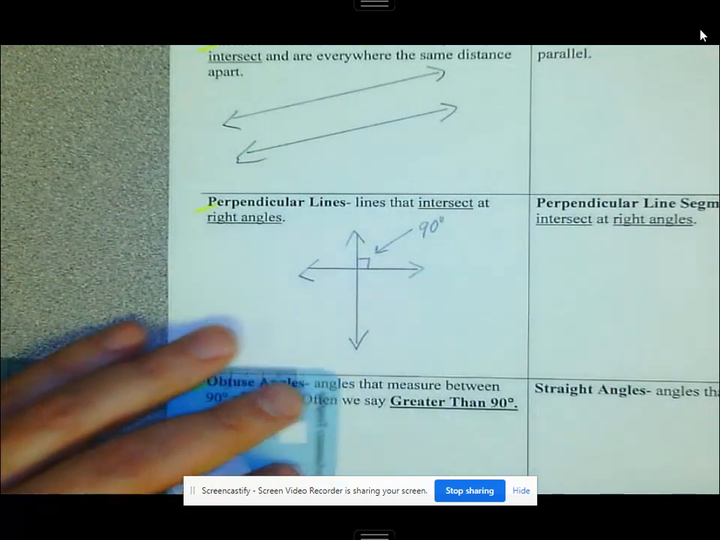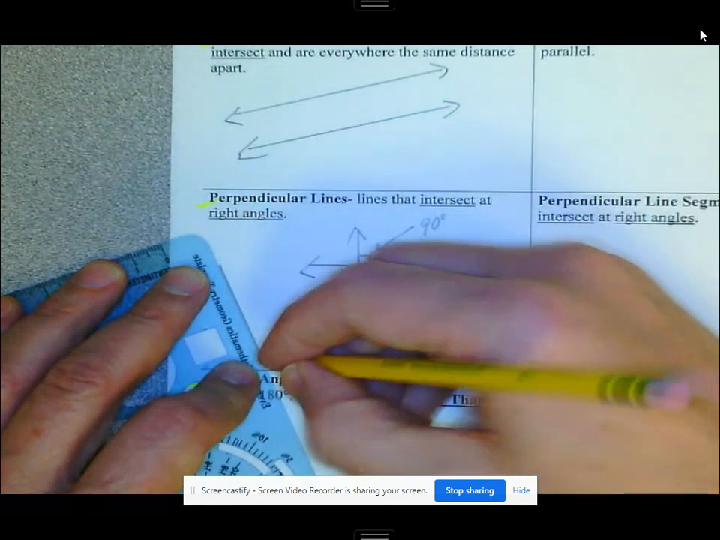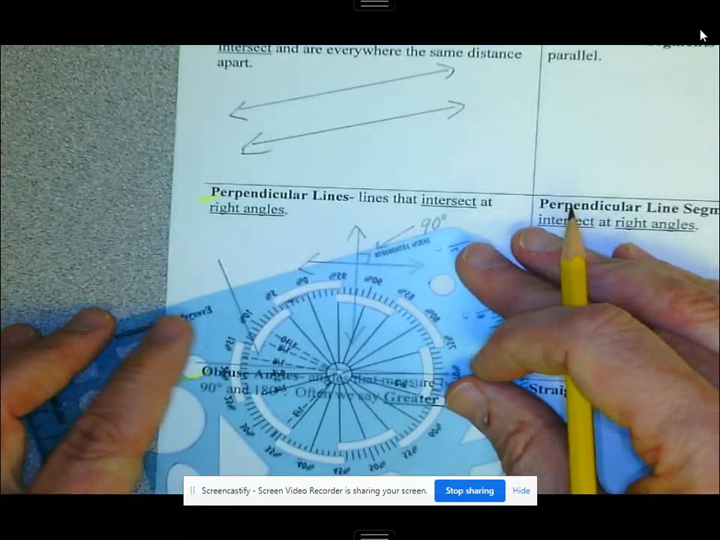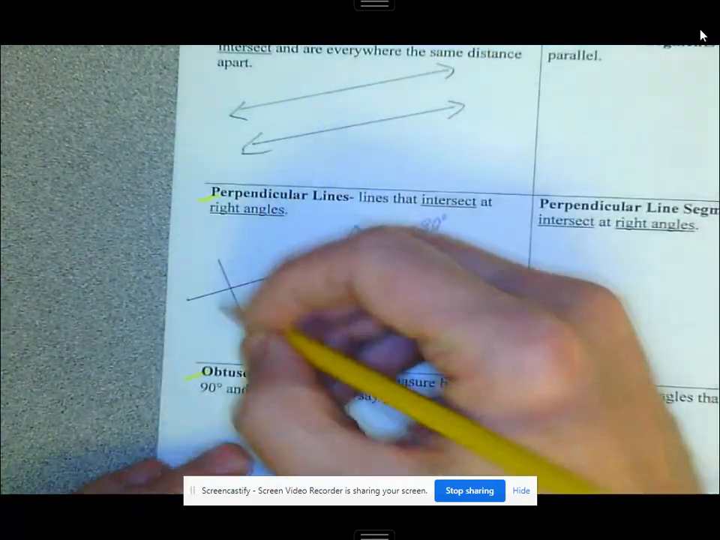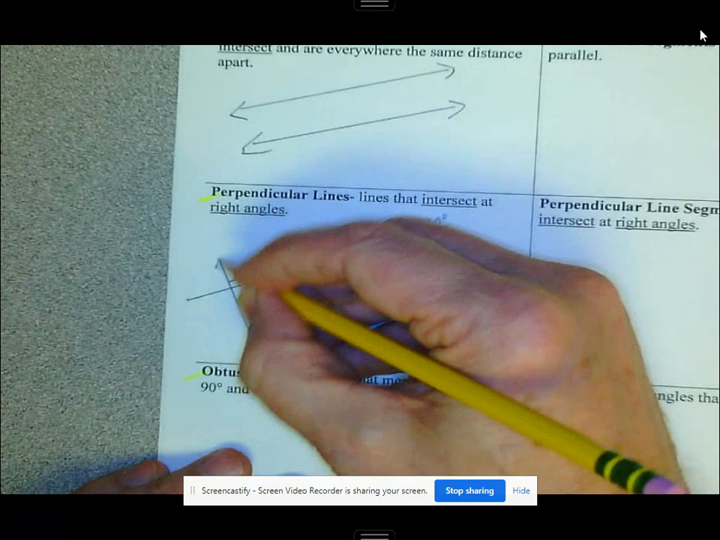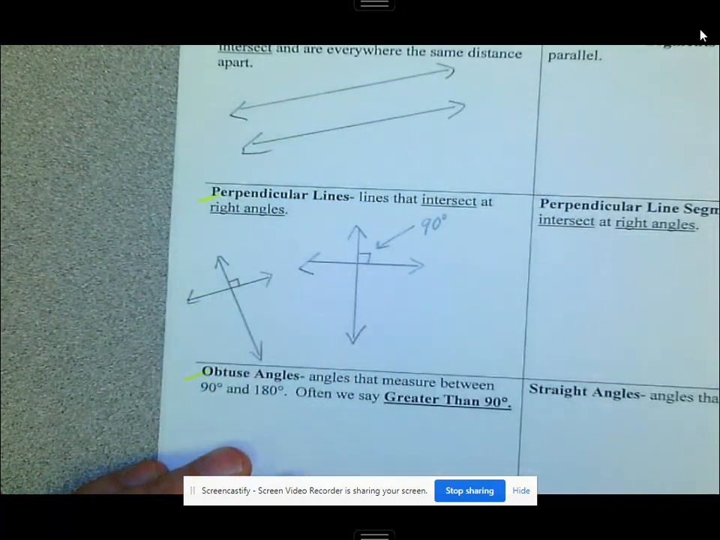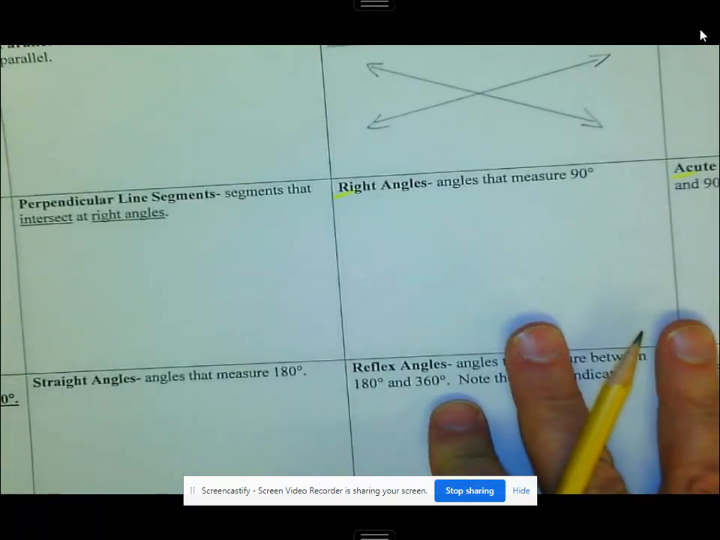One thing I've typically done in years past teaching these is I also draw perpendicular lines, not just as a fancy T, but I turn them a bit because we need to realize they're not always facing and going the same direction. And so here's another set of perpendicular lines that form right angles. Which brings us to right angles.